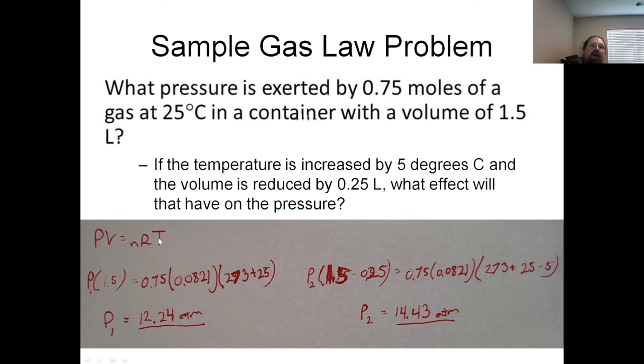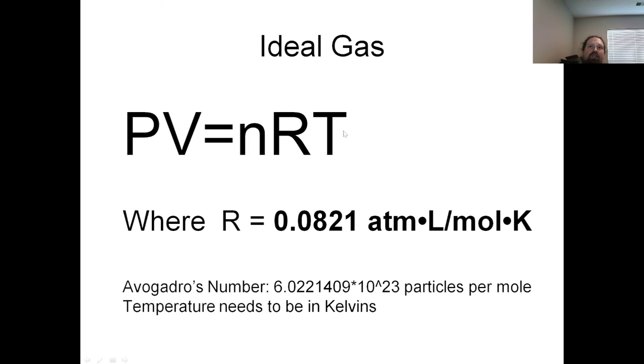0.0821, and our temperature. Now notice in the gas law formula, this T is not a delta T. It's not delta T. And whenever the formula doesn't have a delta T in it, you have to use Kelvin.